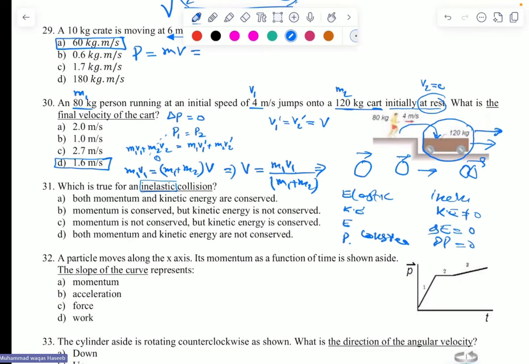Okay, so which option is this in which the kinetic energy is not conserved? Both momentum and kinetic energy are conserved? No. Momentum is conserved, but the kinetic energy is not conserved. That is the option. Momentum is not conserved? That is not the option. Both momentum and... no. So this is the option.